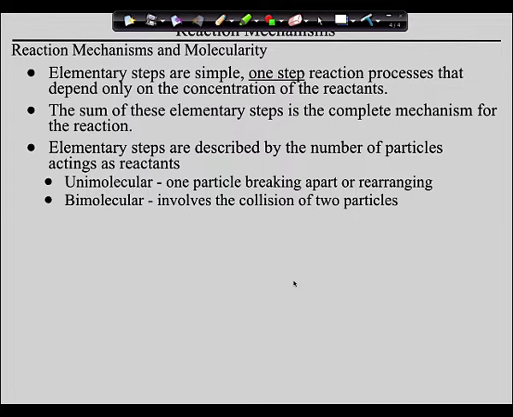Why will you not see a lot of termolecular steps? Why not? Go ahead, Nate. Yeah, and you want to try it? This is actually kind of funny. Turn around, Jason. Okay, so in order for this to happen, right, as Nate said, all 3 things have got to hit at exactly the same time.